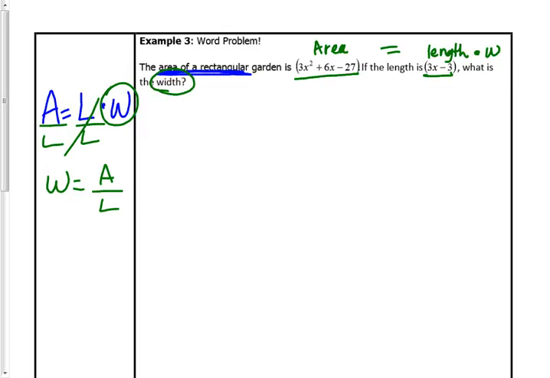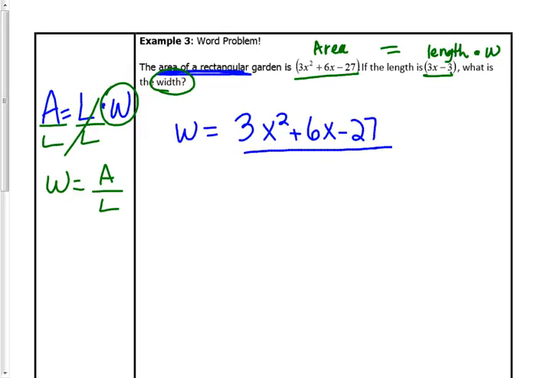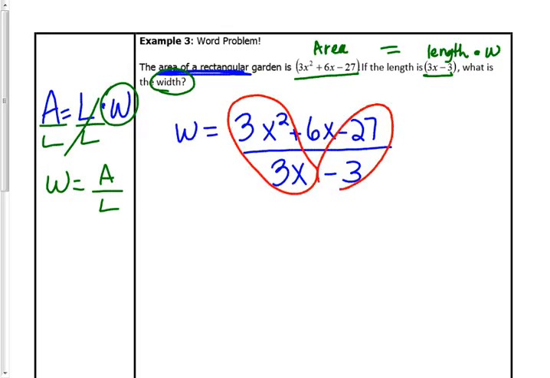So that's how I'm going to set this problem up. If I'm looking for the width, I would take the area, 3x squared plus 6x minus 27, and divide it by the length of 3x minus 3. So now we have a problem that we've been doing, right? We have our trinomial divided by our binomial. We said we don't need to worry about the middle. We can take the first term divided by the first term and the last term divided by the last term here. So 3x squared divided by 3x would be 1x, right?